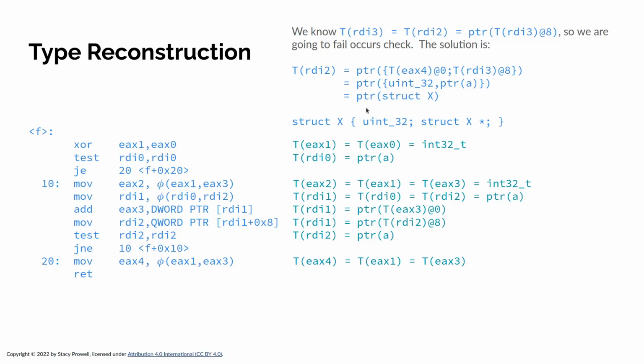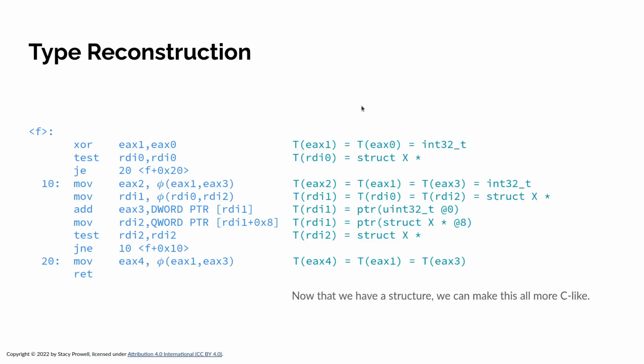And for some reason there's a U there. It shouldn't be a U there. I'm just tired when I made these slides. And then for RDI2, we also know it's a pointer. And in fact, we can figure out that it's a pointer to a struct. So because we know that this has to be the same as this, these are all the same, so it must be a pointer to the same structure we're just now inventing, and there you go.